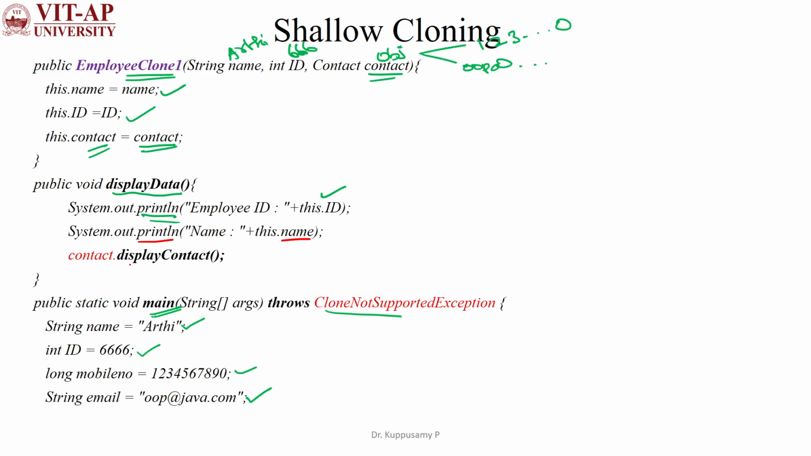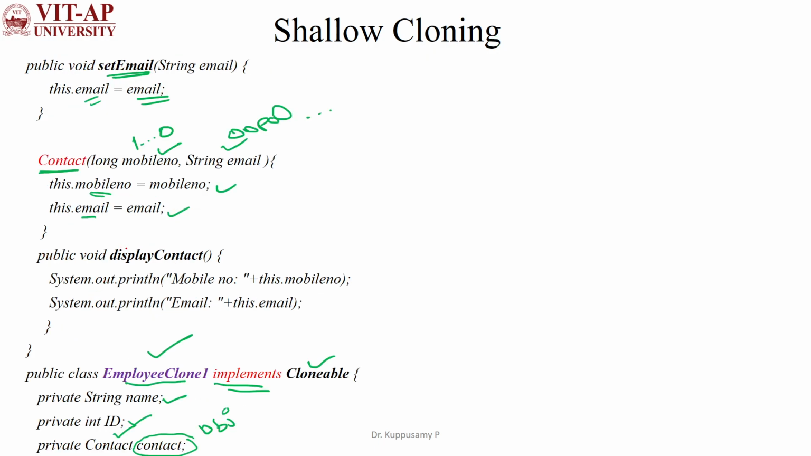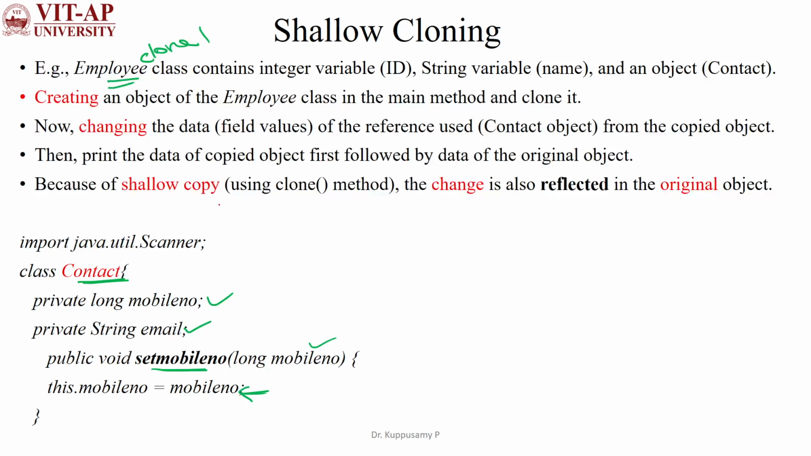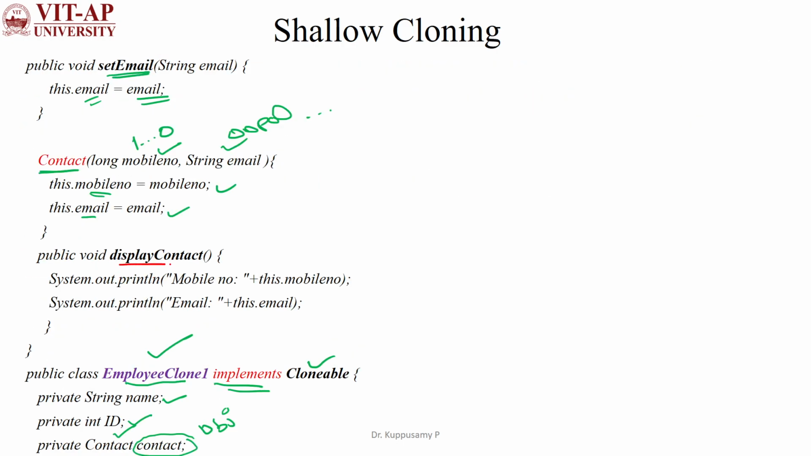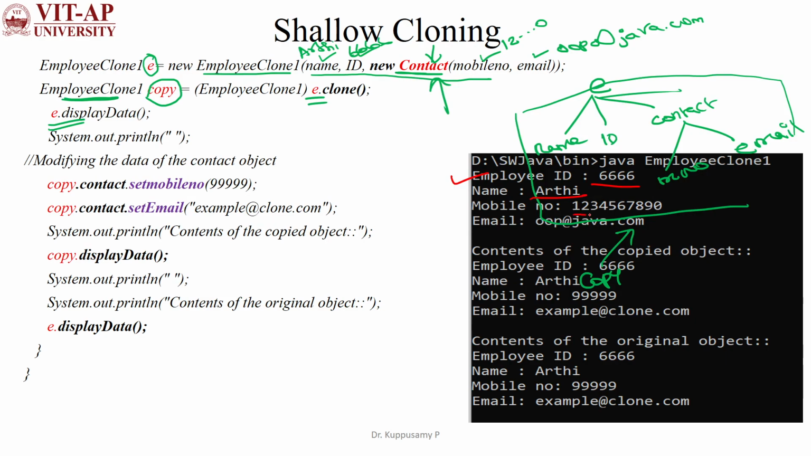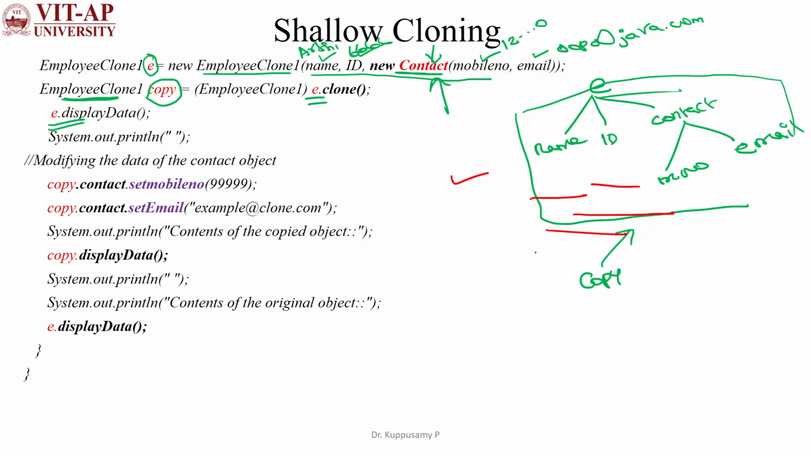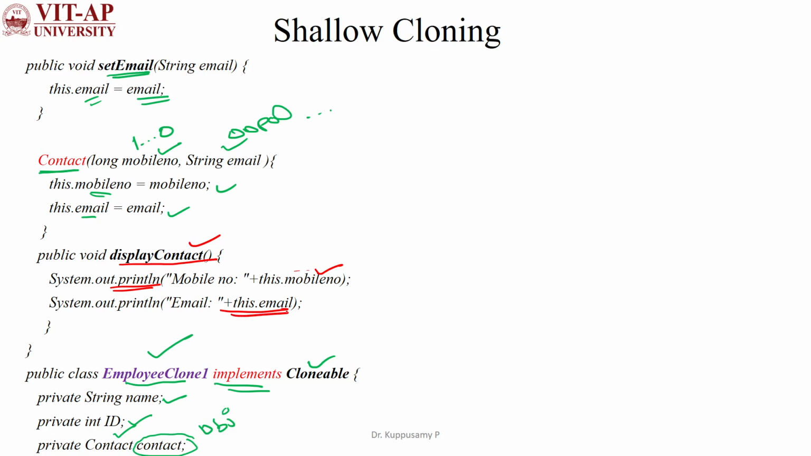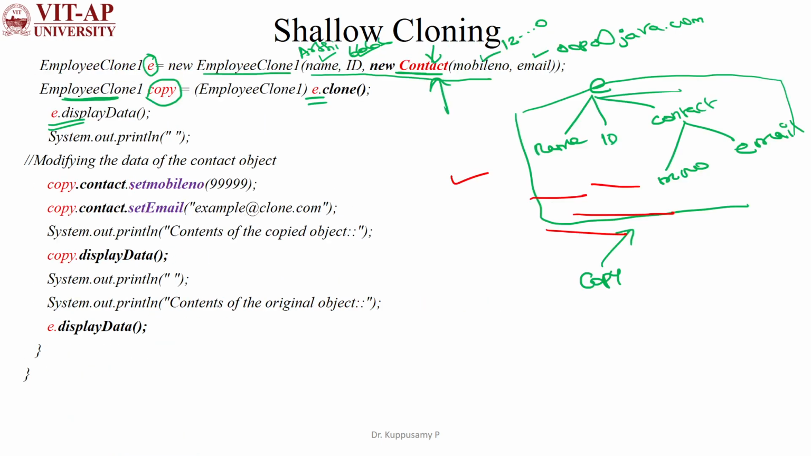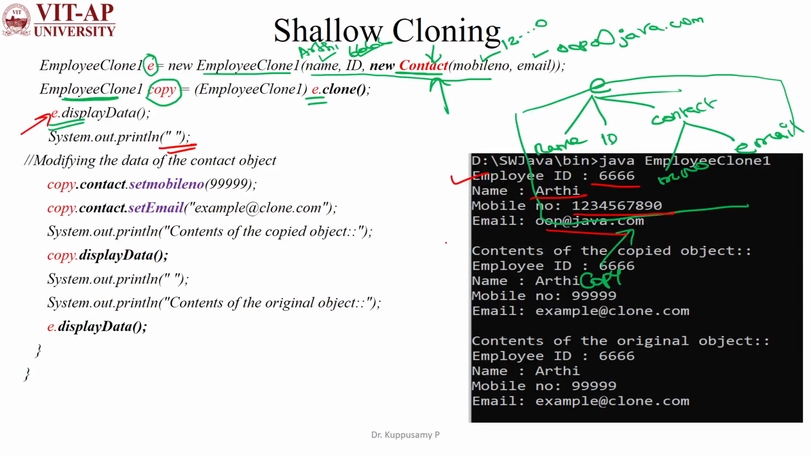Then we are calling the method display contact by using the object contact. So this is the class contact which has the display contact method. Here it is just printing the values of mobile number, right? Mobile number is printed here, and mail id is also printed by using this display contact method. So now we printed the values of the original object e. Then we are printing a new line.